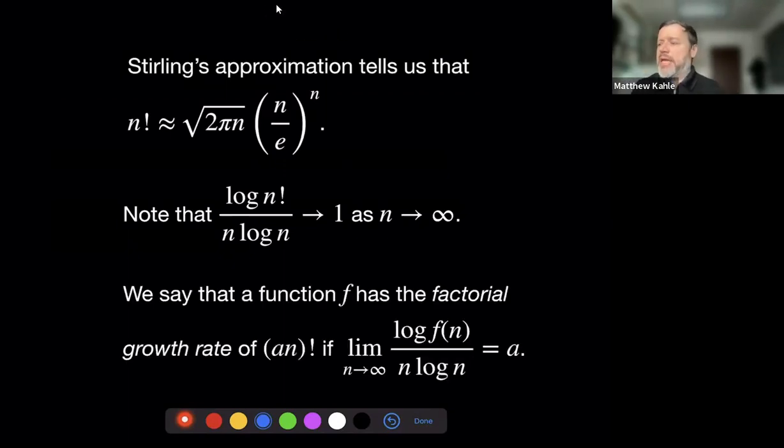So what we mean is the following. From Stirling's formula, we see that log of n factorial over n log n tends to 1 as n goes to infinity. So it's growing super exponentially fast, right? If you take the log of an exponential function, it's linear in n. Instead of getting something linear in n, we get something like n log n. So we say something has factorial rate of growth a if log f_n over n log n is approaching a as n goes to infinity.